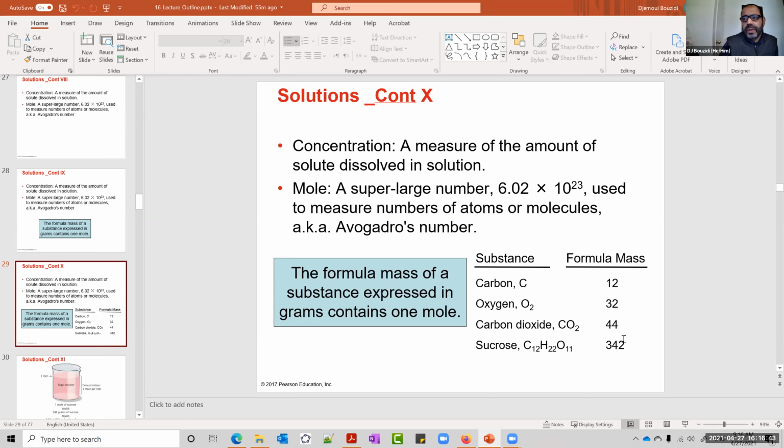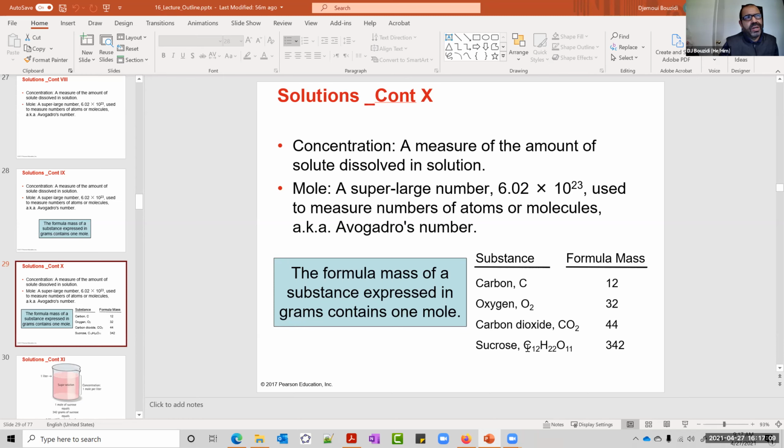Carbon dioxide will have 12 for carbon and 2 times 16 for oxygen. That's a total of 32 plus 12, which is 44 grams. That means 44 grams of carbon dioxide will have the same number of molecules as 32 grams of oxygen. Both of them have Avogadro's number.